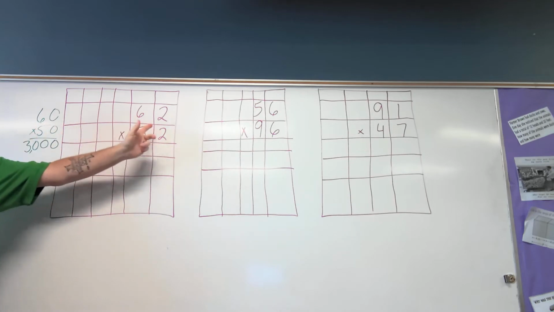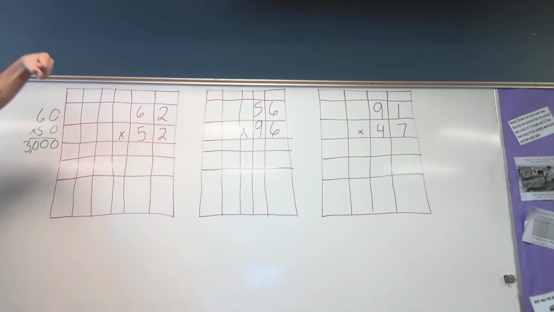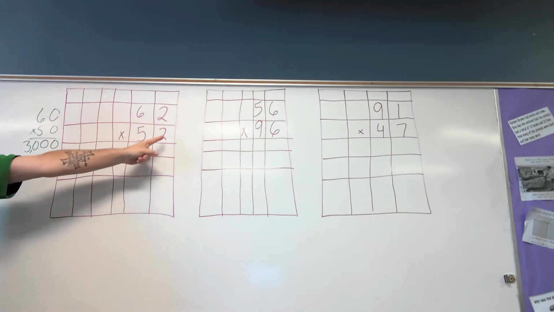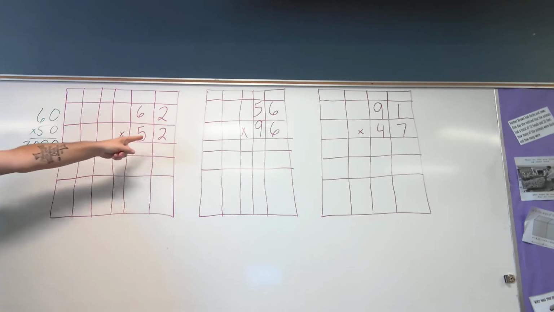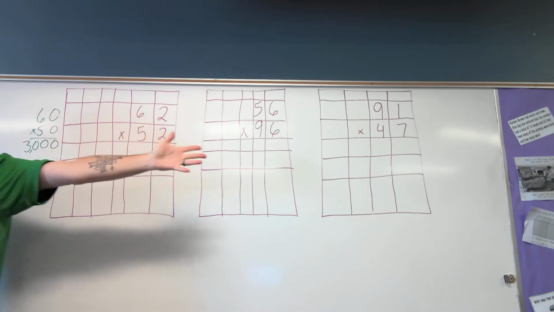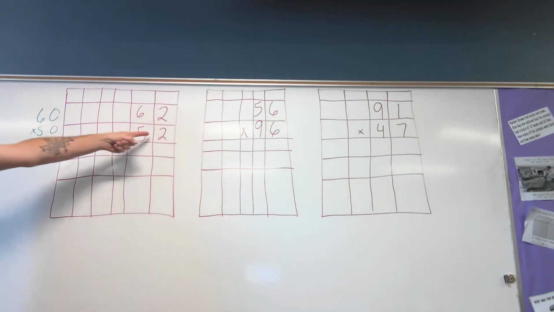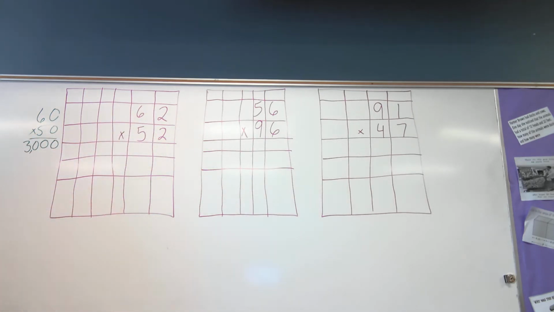Now, in order to solve this problem, I need to know two things. I need to know my multiples of 2 and my multiples of 5. Everybody in here knows their 2s and 5s. If you know your 2s and 5s, this problem is super easy. If you don't, you can always refer back to the multiplication table that you glued in your journal.